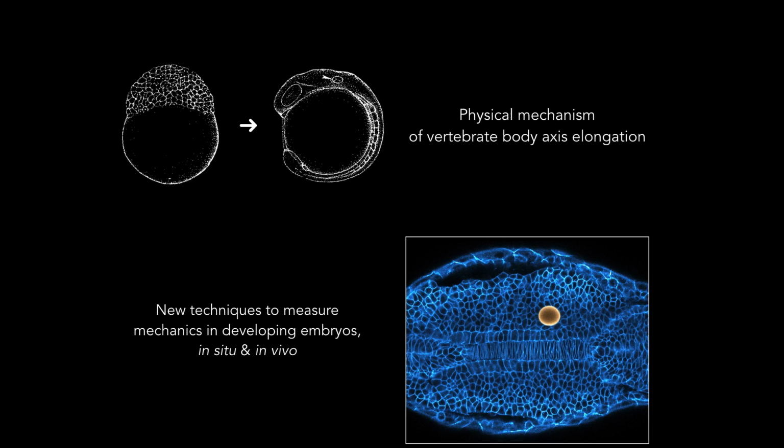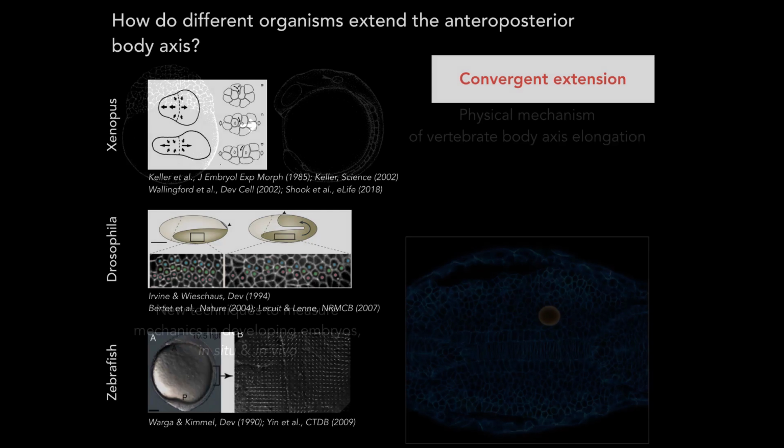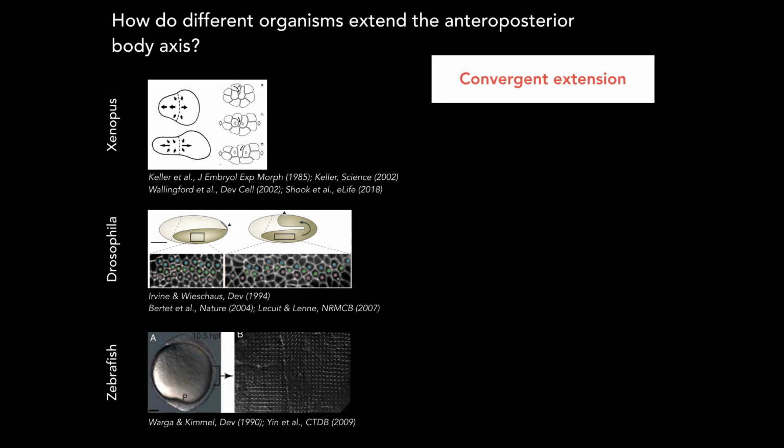So let me start by telling you a little bit of how different species elongate the anterior posterior body axis. How do they make the head to tail body axis? If you look early in development, and by early I mean gastrulation and a little bit after gastrulation, there is a consensus in the field that the mechanism is convergent extension. This was first reported by Ray Keller and co-workers back in the 70s and 80s in Xenopus, and then it was discovered in germ band extension in Drosophila and in zebrafish and in many other organisms.